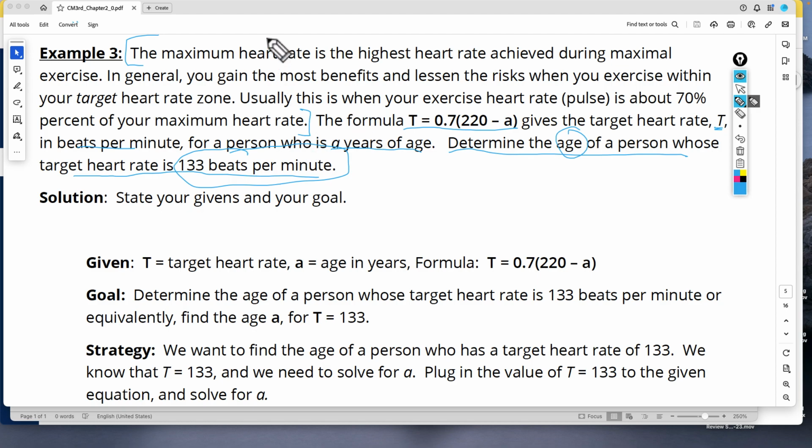So the thing is I can read this. It gives me information, but I also know I've got a formula. I know that T is target heart rate, and I know that's going to be 133. So I can start setting that up. T is 133, 0.7, this is just a formula, and my A is the age of that person. That's what I'm looking for.